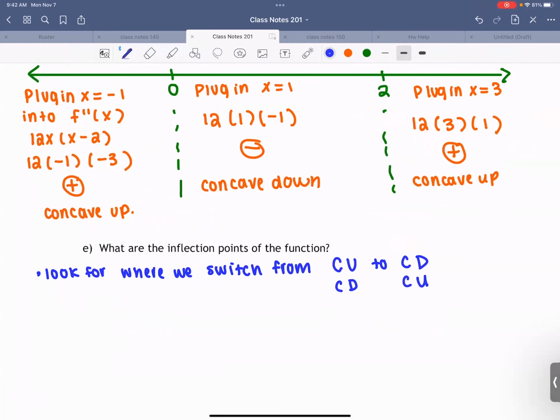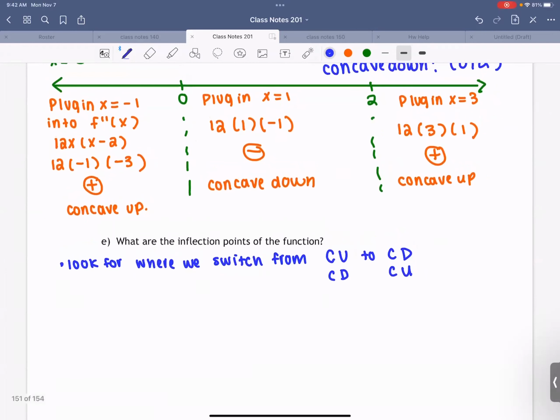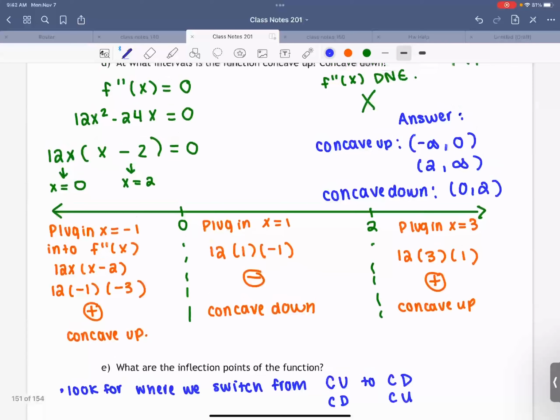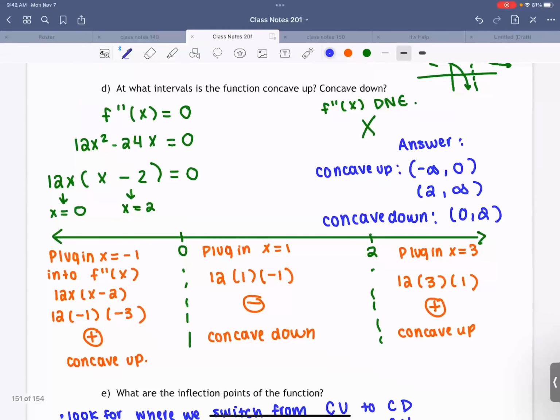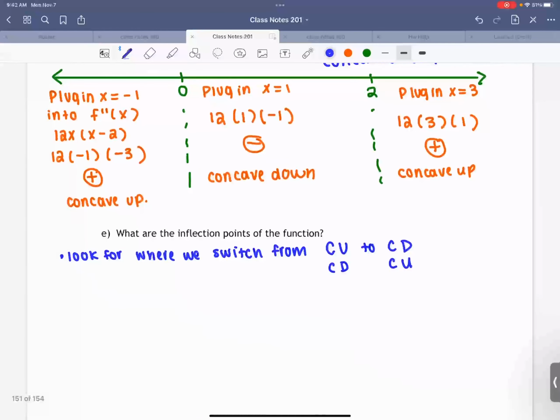And as John said, maybe the second derivative might not exist there. In questions like these, don't even think about it because I'm going to give you a polynomial. Okay, where do we switch from concave up to concave down? 0 and 2, right? You just take a look at the question above. Part D says at 0 and 2, we do switch concavity, okay? So we know this happens at x equals 0 and x equals 2.